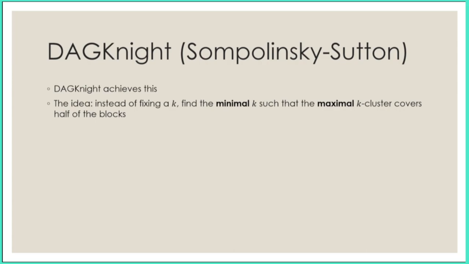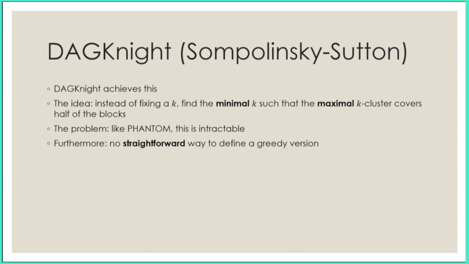And this is exactly what DAGKnight did. It just says, find the minimal K which is sufficient, such that the blue blocks would be more than half of the blocks. And now the problem with this idea, like in Phantom, is that this is intractable. Again, finding a maximal K cluster is a very hard problem. And in Phantom, we went from Phantom to GHOSTDAG because we had a very straightforward way to make a greedy approximate variant.